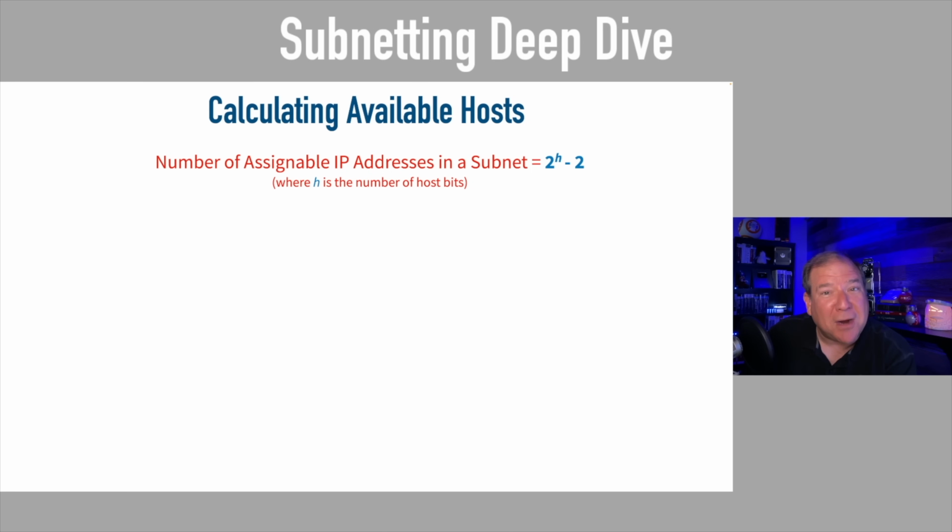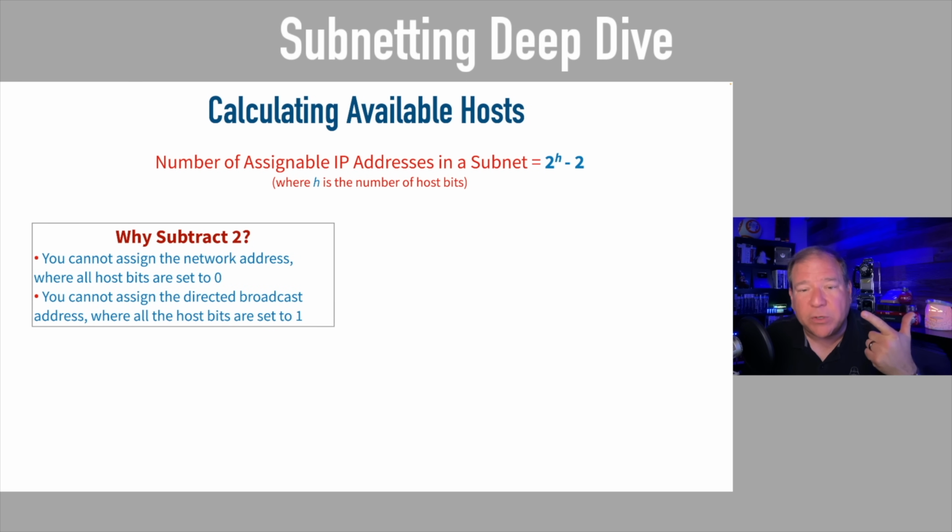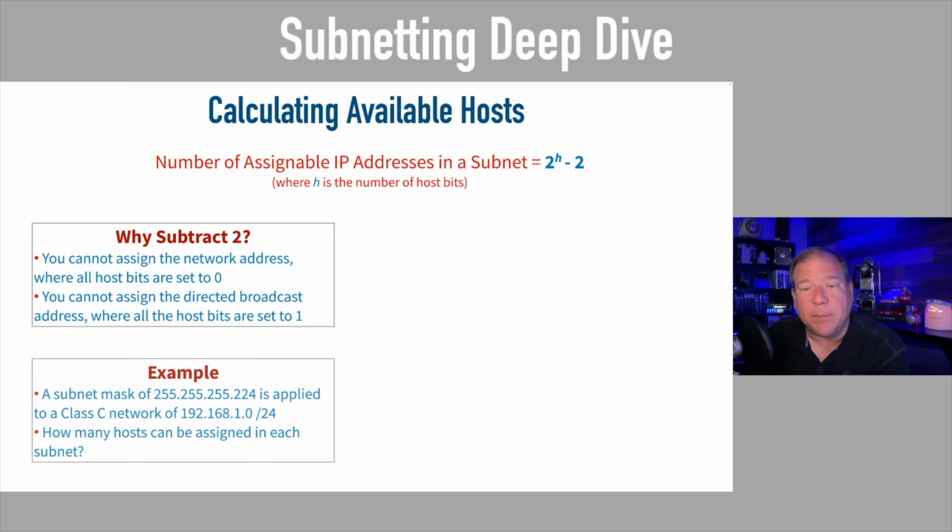Now, why are we subtracting 2? Because remember, there are 2 addresses that we cannot assign to a host. We cannot assign the network address where the host bits are zeros. We cannot assign the directed broadcast address where the host bits are ones. So we have to subtract 2 to give us the number of usable addresses.